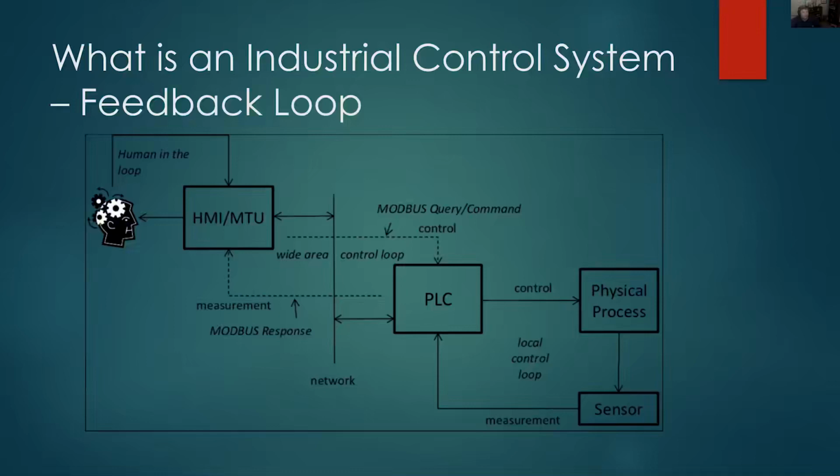This is an example of a feedback loop. The person up in the upper left corner is the operator, who sets the parameters, programs them in through the HMI or the control system. The parameters are passed down to the PLC, the programmable logic controller, which then monitors the physical process, and you develop your feedback loop. And this is just a line drawing of that feedback loop.